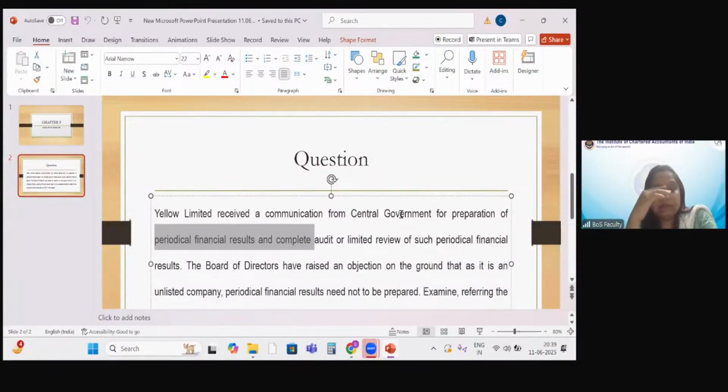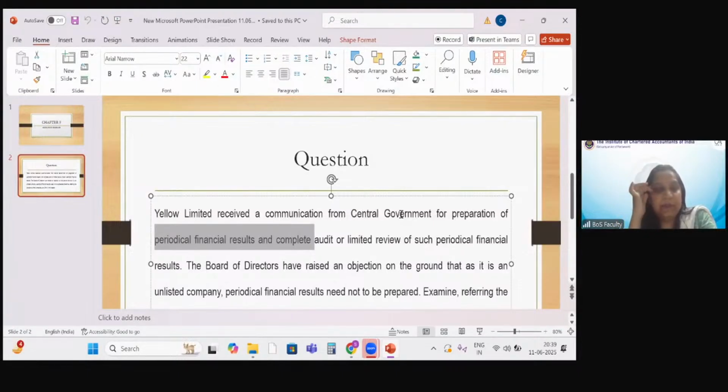As per the provisions of the Companies Act 2013, the central government is empowered to prescribe any class of companies to prepare periodical financial results and get them audited or reviewed. Since in the given case Yellow Limited has received communication from the central government, the objection of the board of directors is incorrect and they must prepare the periodical financial results. Okay, if it's a 2 marks question, you will still get around the answer is correct. I am telling this for all the students.